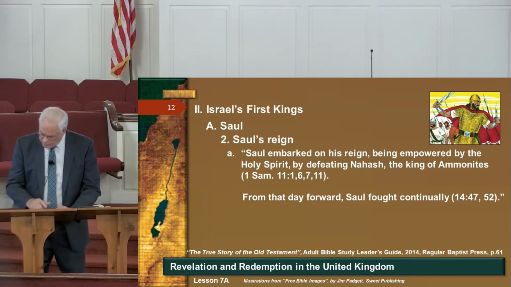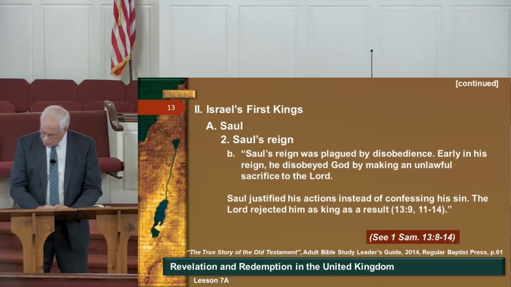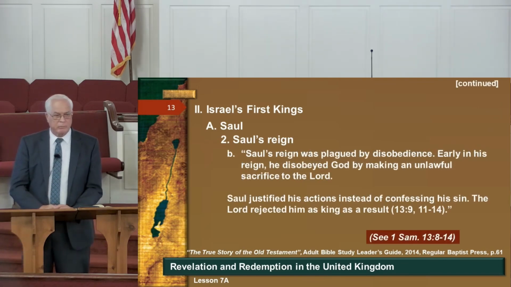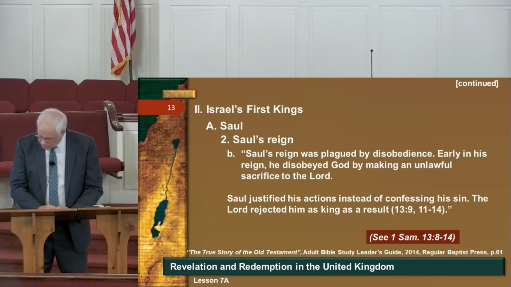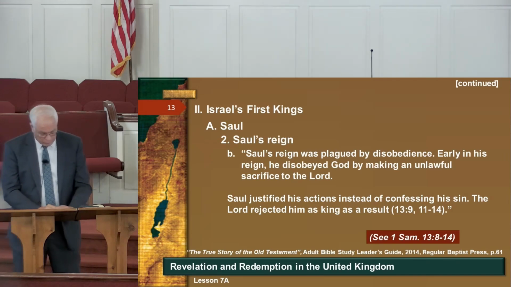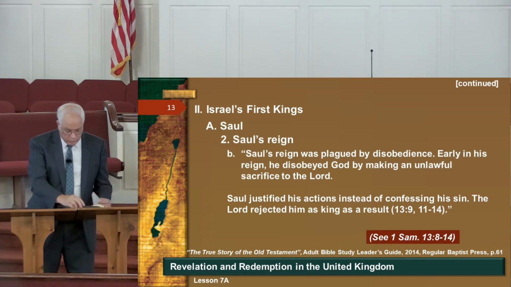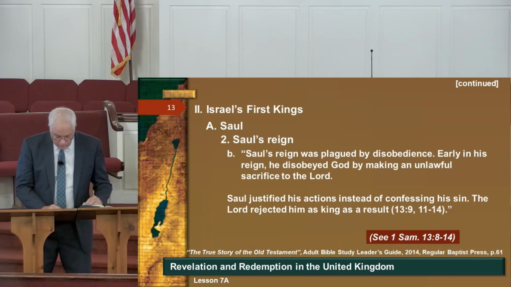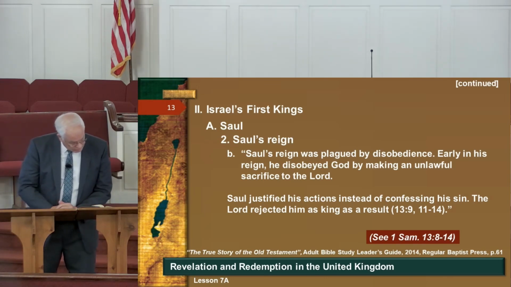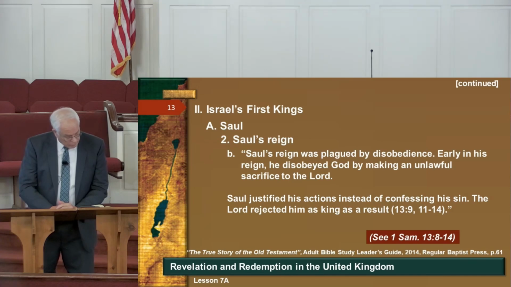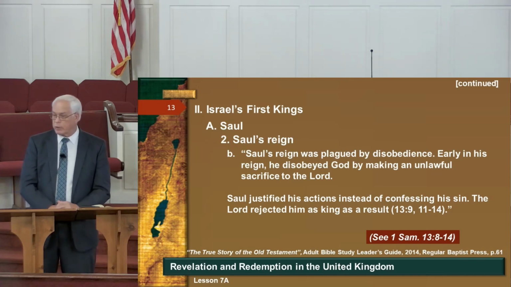His disobedience. Saul was plagued by disobedience. Now, he's the leader, but he has disobedience in his life. Early in his reign, he disobeyed God by making an unlawful sacrifice to the Lord. So 1 Samuel chapter 13, if you're not there already, 1 Samuel chapter 13, verse 8 down here. Well, he was told by Samuel to go to this place and to wait 7 days.